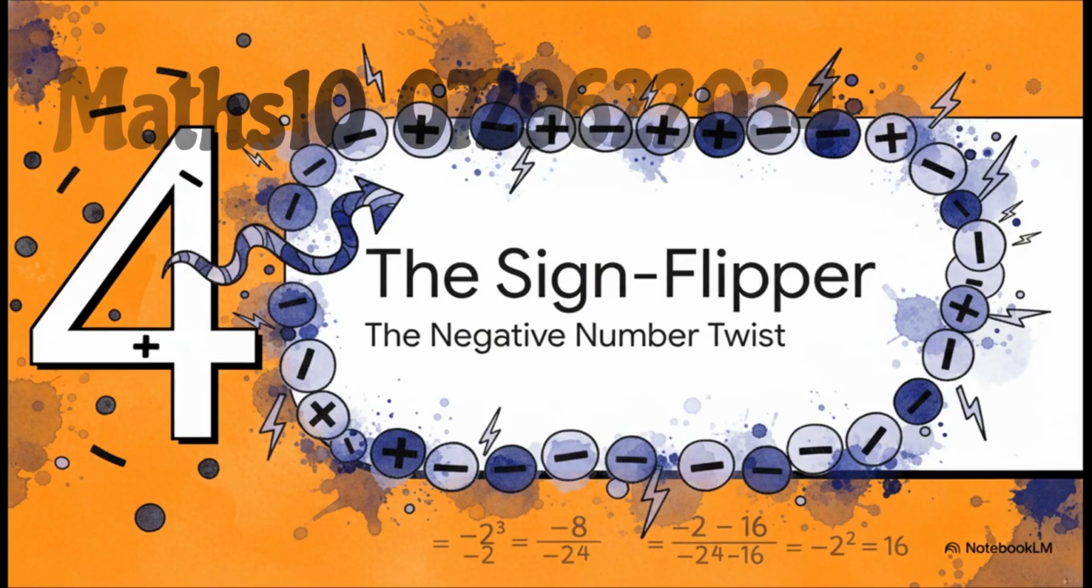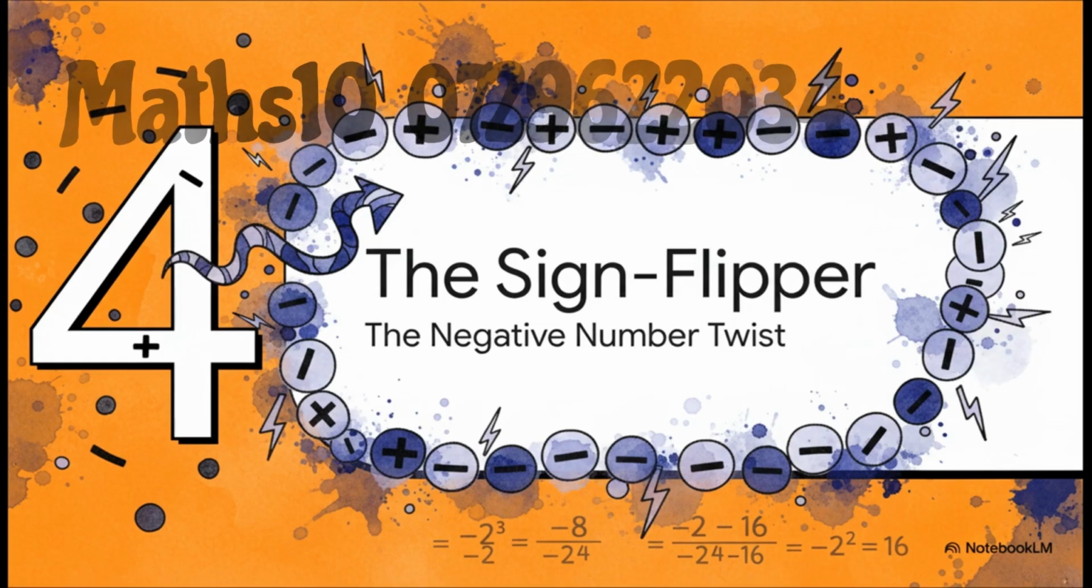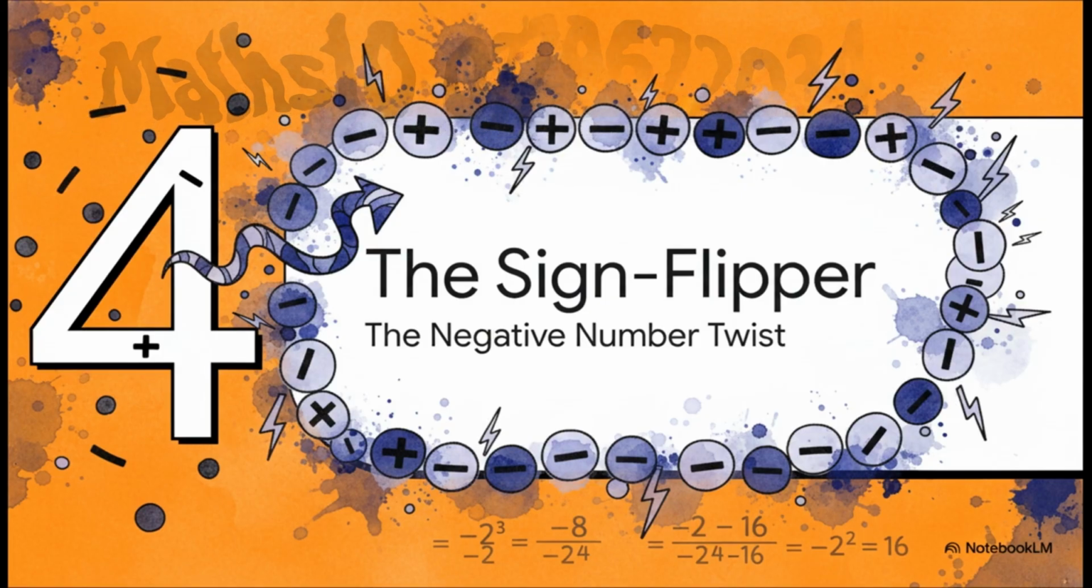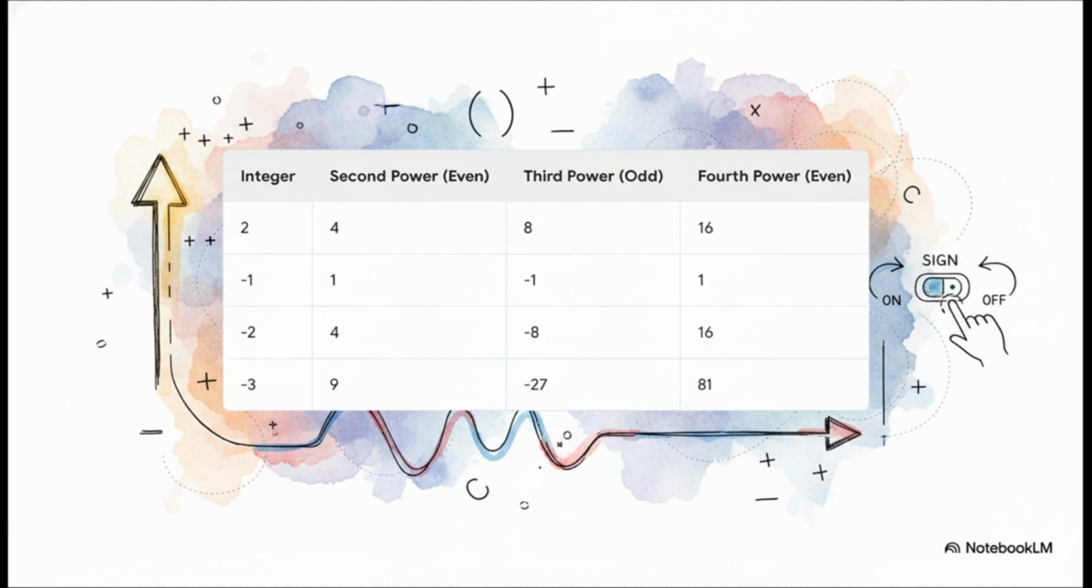Okay, so we've handled products. But what happens when we throw negative numbers into the mix? This is where our third tool, what I call the sign flipper, comes in. It's all about predicting what happens to the sign when your base is negative. Check out the pattern in this table. For the positive number up top, the answer is always positive. No surprise there. But look at the negative numbers.